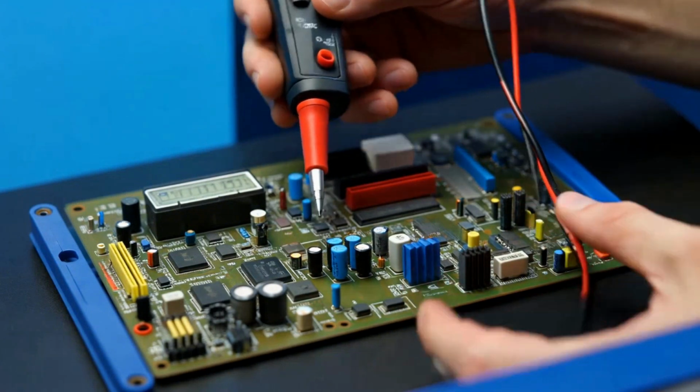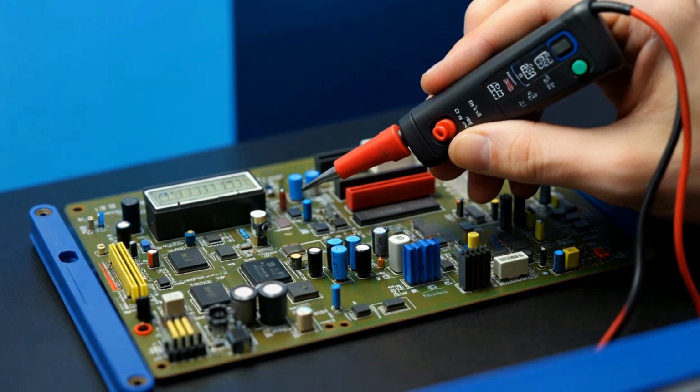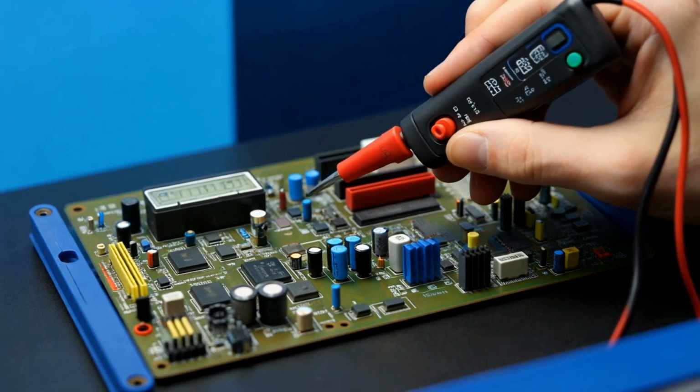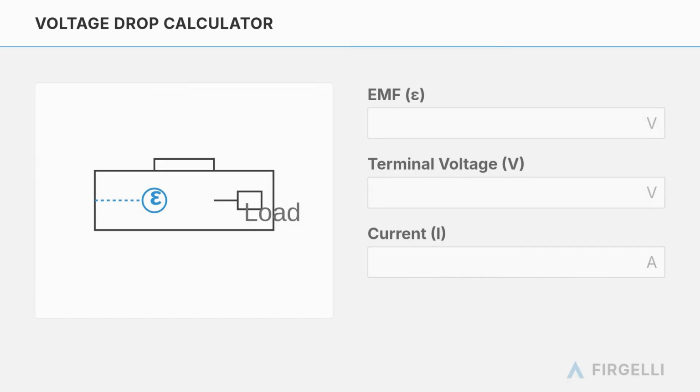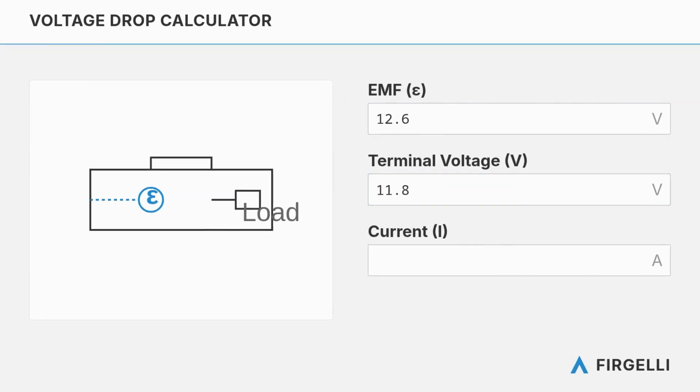For our example, I'll enter an EMF of 12.6 volts, a terminal voltage of 11.8 volts, and a current of 4.5 amperes. After clicking Calculate, the calculator determines the internal resistance based on the voltage drop between EMF and terminal voltage divided by the current.